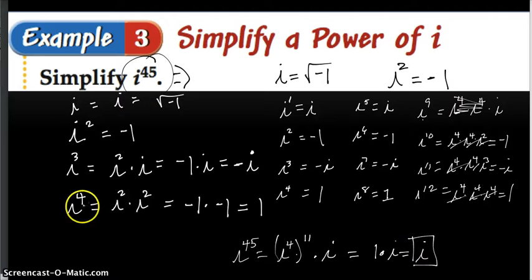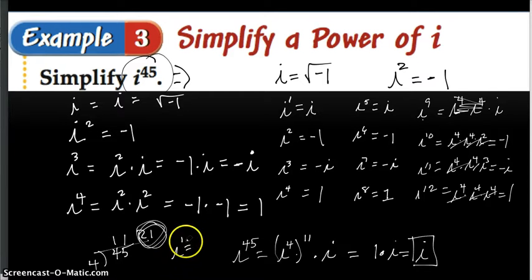The way we sometimes do these problems is, since every group of 4 we get 1, we can take 45 and divide it by 4. When I do that, I get 11 with a remainder of 1. That 1 is the exponent that I think of when I'm raising i to that remainder. Let's talk about that more when we get to talk in person, if that didn't make much sense. But the answer to this is i. Let's look at a couple more examples.